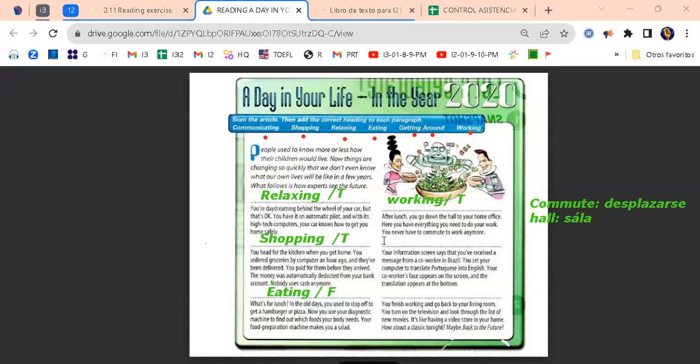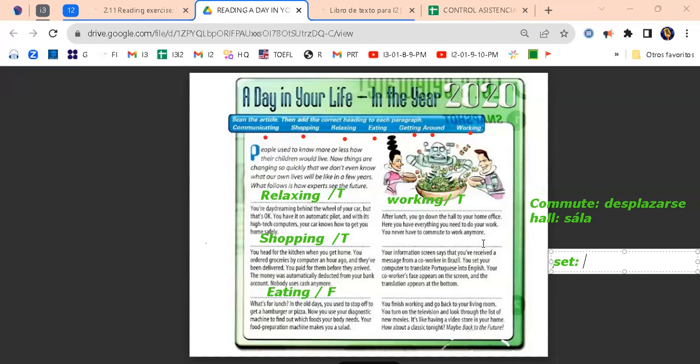Okay, interesting. So what do you think about this one? Your information, I'm gonna read it again. Your information screen says that you received a message from a coworker in Brazil. You set your computer to translate Portuguese into English. Your coworker's face appears on the screen and the translation appears at the bottom. Okay, good. So what is the meaning of set? Set, what is it? Your information screen says that you received a message from a coworker in Brazil. You set your computer to translate.